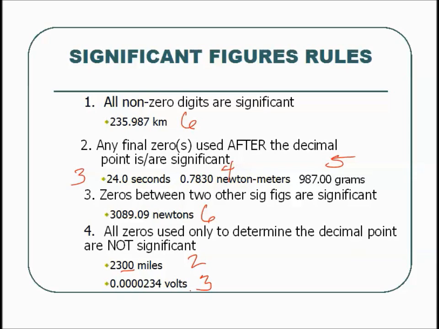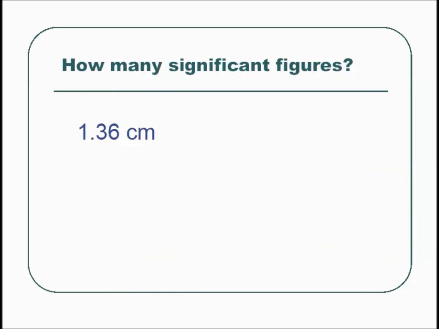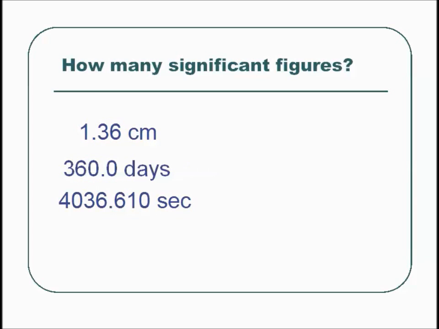So I've got 3. The term significant is related to the measuring instrument. How many significant figures? Correct. 3. How many significant figures? Correct. 4. Final 0 after the decimal point, 0 between 2 significant figures. That's significant because it's after the decimal point, and that's a non-zero number. Correct. 7.